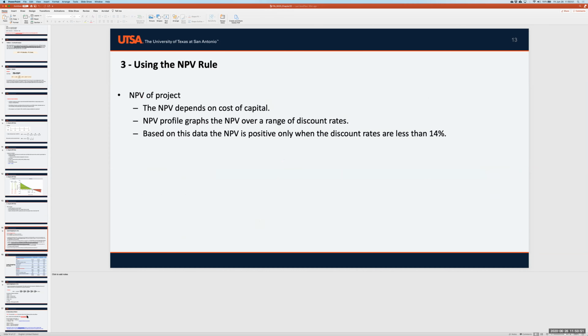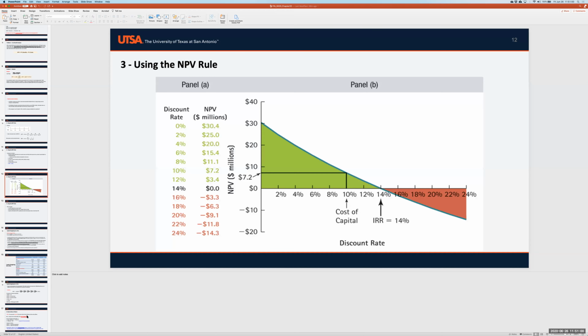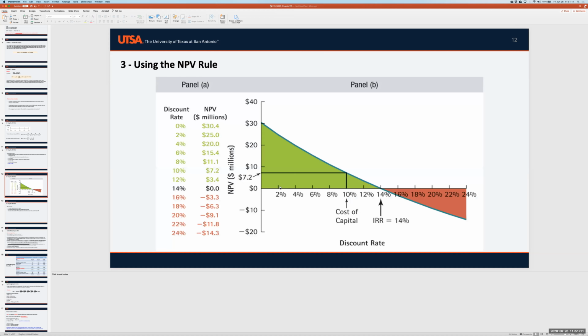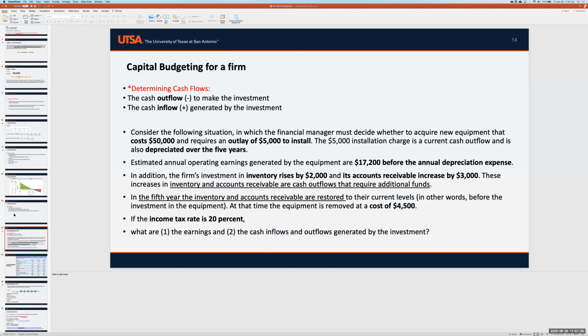I will jump to the concept just after 2 slides. So using the NPV rule, the NPV of the project depends on cost of capital, as I explained here. The NPV profile graphs the NPV over a range of discount rates, and NPV is positive only when the discount rates are less than 40%. If the discount rate is less than 40%, NPV is positive. If the cost of capital is higher than 40%, the NPV is negative. So that is explaining the concept.